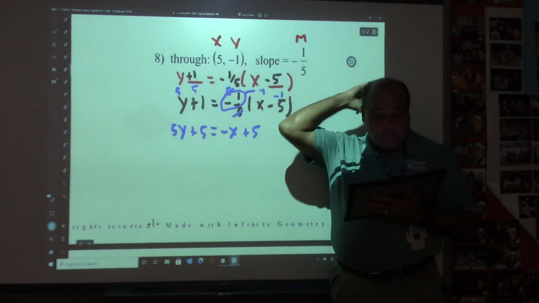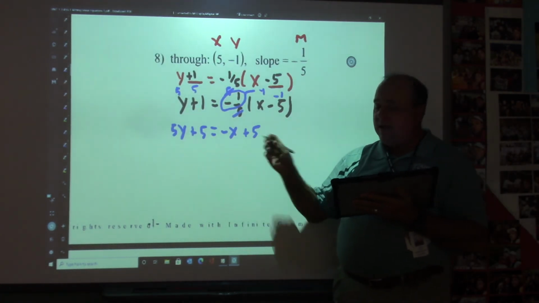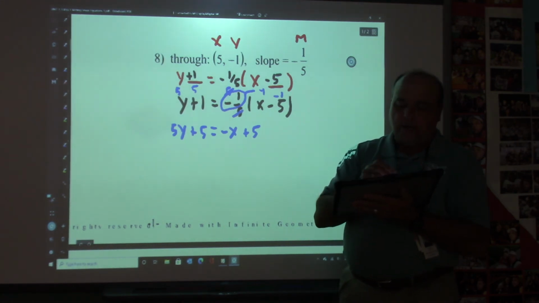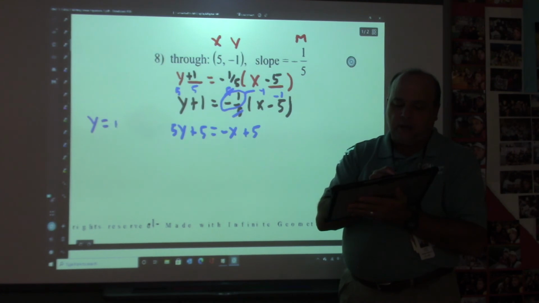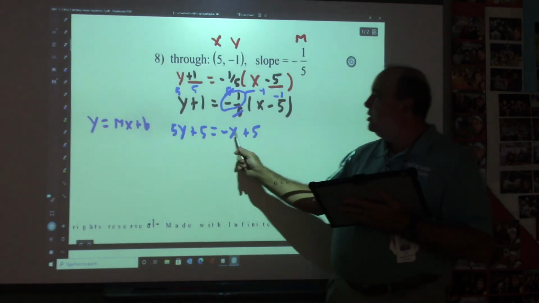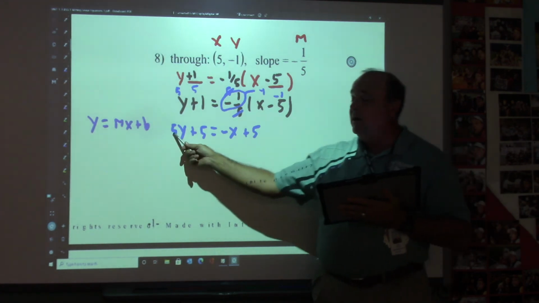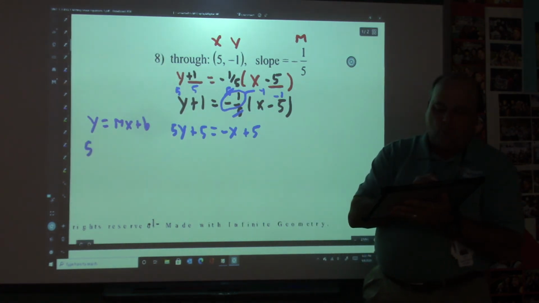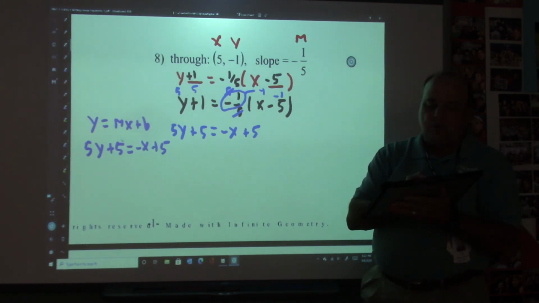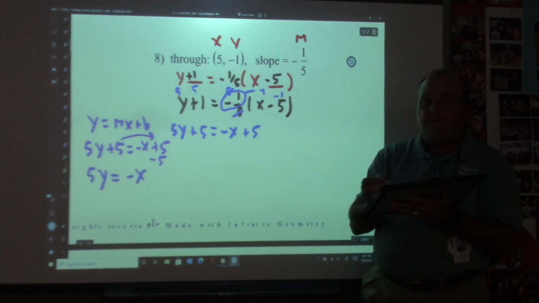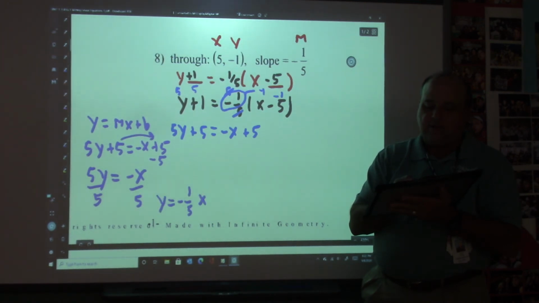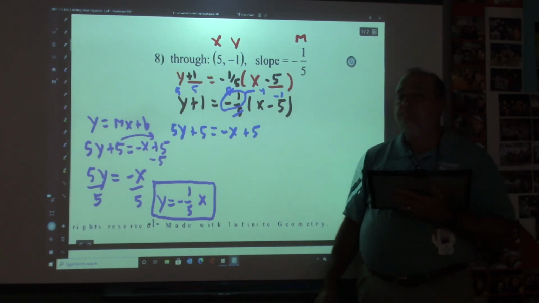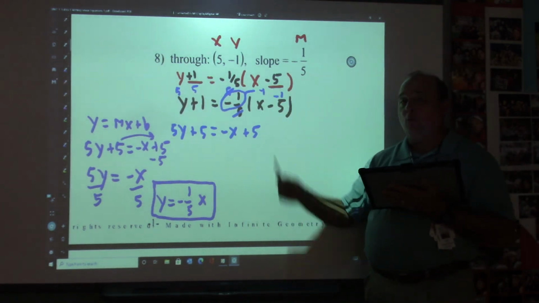Okay. Now then, we're going to take the x, and let's write down y equals mx plus b. And what do I need to do to make this look like this? I'm going to move the 5 over and divide by 5, right? So write down 5y plus 5 equals negative x plus 5. I'm going to move the 5 over, and what's going to happen to the numbers? It's going to cancel, right? 5y equals negative x, divide by 5, and I'm going to get y equals negative 1 over 5x. So that's my y-intercept form. This is my point slope form.